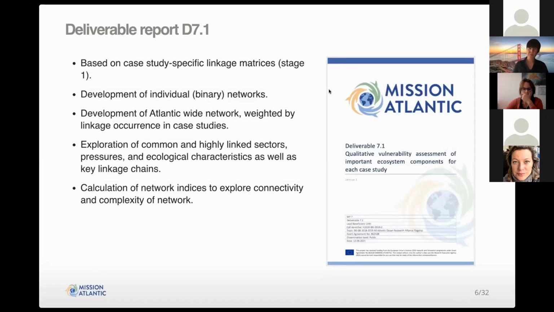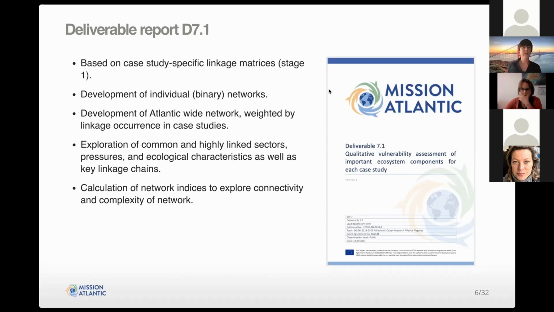In that first report, we just wanted to apply the qualitative approach and look only at your binary data. The aim was first to develop the individual binary networks, but that is also something you did anyway for yourself within work package 1, and then to also build a cross-regional network that is weighted by the linkages occurring across all case studies. Then we did some exploration of common or highly linked sectors, pressures and ecological characteristics, to identify whether there are any key linkage chains. Can we say that fishing is mainly related to pelagic fish, and that is related to one single ecosystem service?